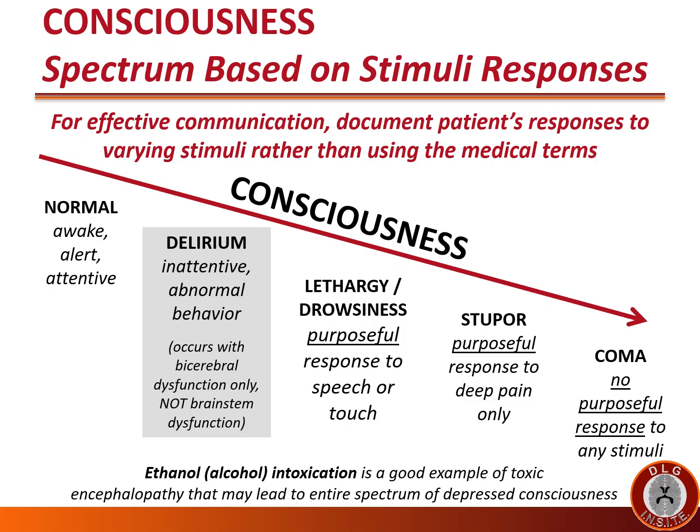There is a spectrum to decreased consciousness, and the best way to describe these is through the stimuli that elicit responses. And for effective communication, I urge you to document those responses rather than just using the medical terms, because sometimes people don't understand the medical terms and that does not make for effective communication. So the normal person with normal consciousness has the 3 A's: awake, alert, and attentive.